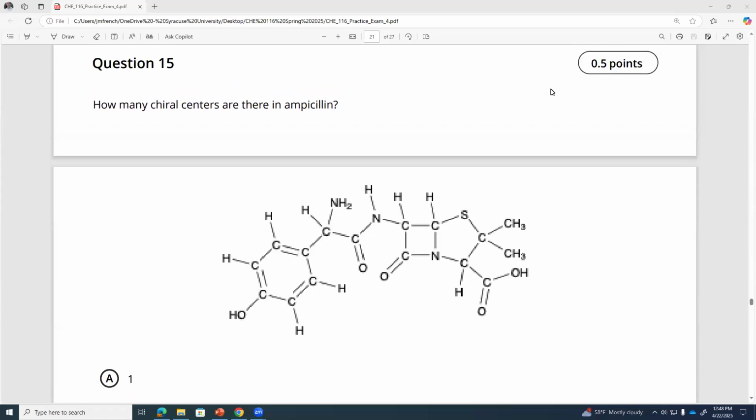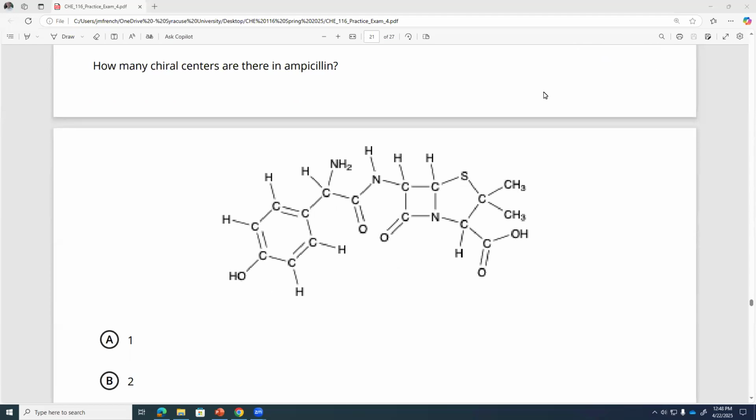All right, so question 15, right? How many chiral centers are there in ampicillin? To have a chiral carbon, we have to have 4 unique substituents, right? So number 1, you cannot be sp2 hybridized and be chiral, because if you're sp2 hybridized, like these carbons here, that essentially means you have 2 bonds to the same thing. You have to have 4 different substituents.